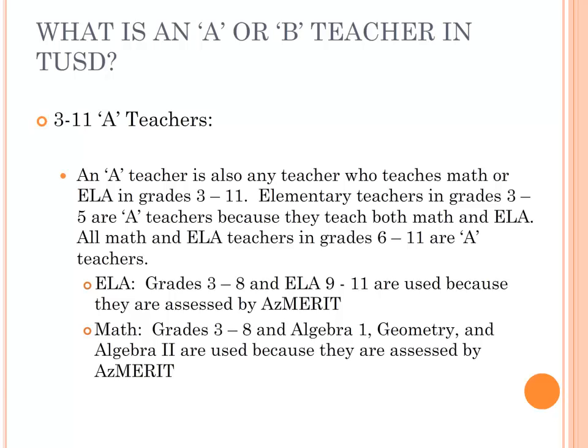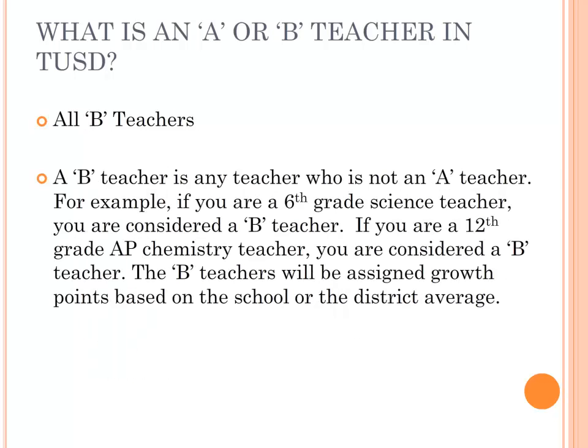Elementary teachers in grades 3 through 5 are A teachers because they teach both math and ELA. All math and ELA teachers in grades 6 through 11 are A teachers. ELA, grades 3 through 8, and ELA grades 9 through 11, are used because they are assessed by AZ Merit. Math, grades 3 through 8, and Algebra 1, Geometry, and Algebra 2, are used because they are assessed by AZ Merit. A B teacher is any teacher who is not an A teacher.